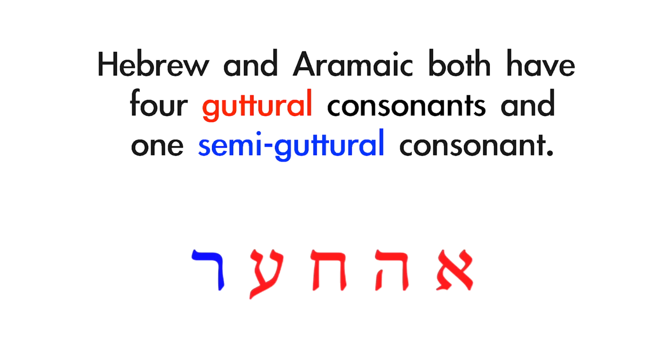Another feature that both Hebrew and Aramaic share is the guttural consonant system. Look at your screen with me. Both Hebrew and Aramaic have four guttural consonants and one semi-guttural consonant. The four guttural consonants you'll see appear in red. They are aleph, he, chet, and ayin. The one semi-guttural consonant appears in blue, and it is resh.